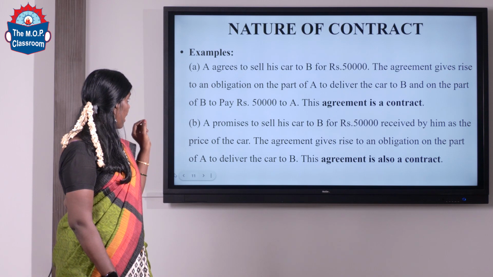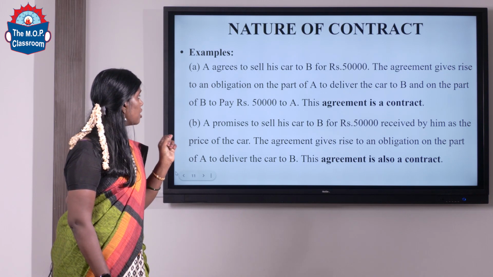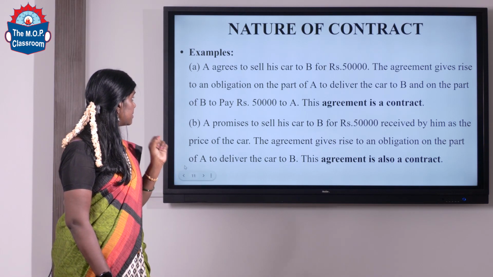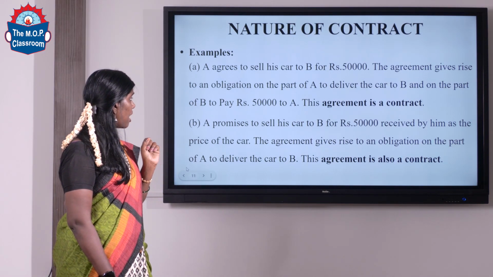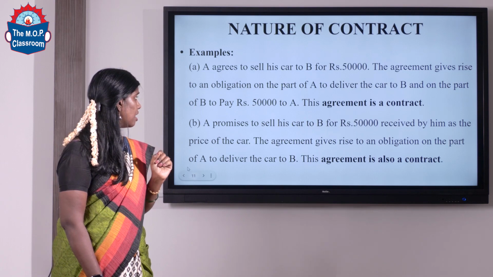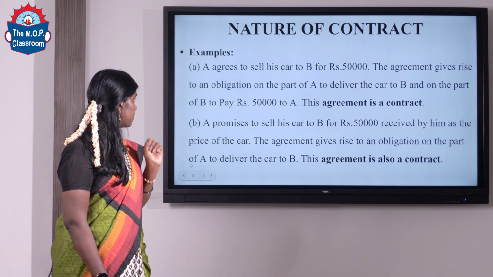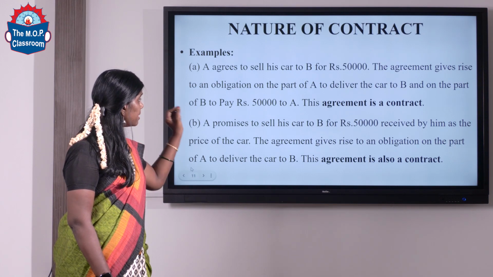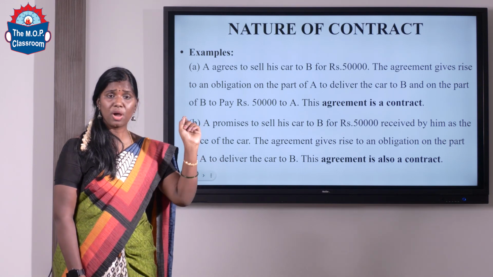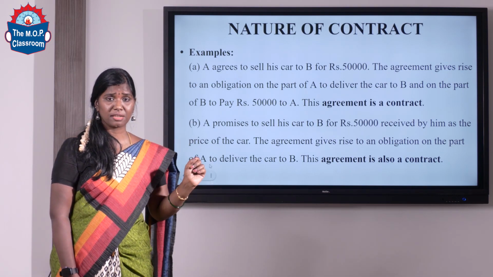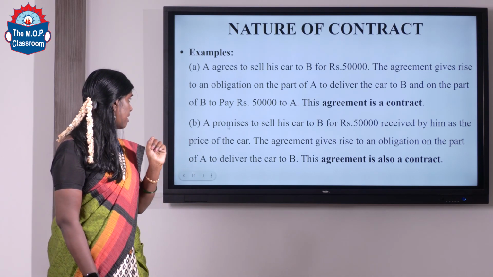Examples: A agrees to sell his car to B for rupees 50,000. The agreement gives rise to an obligation on the part of A to deliver the car to B and on the part of B to pay rupees 50,000 to A. So this agreement is a contract. So hence from A to B, there is a contract. So this agreement is a contract.